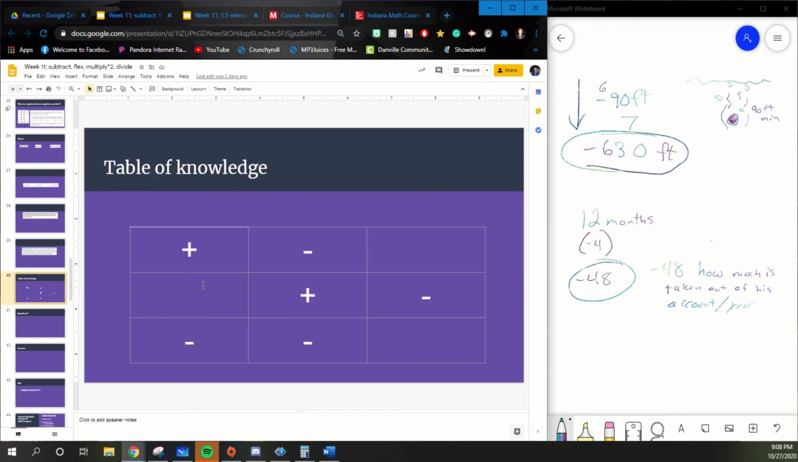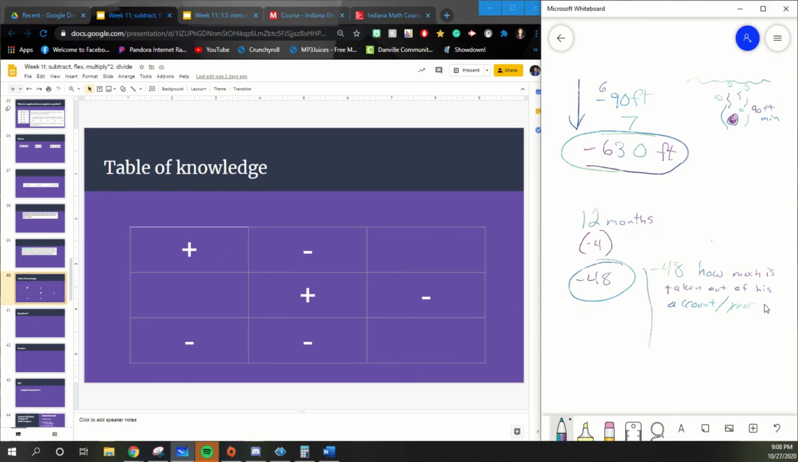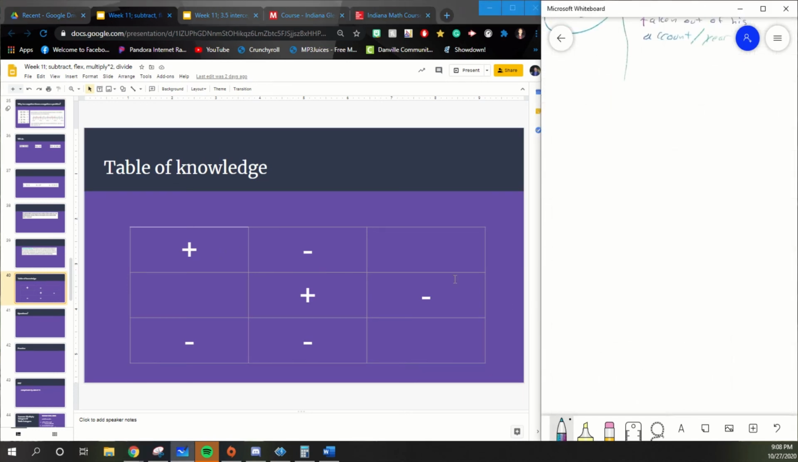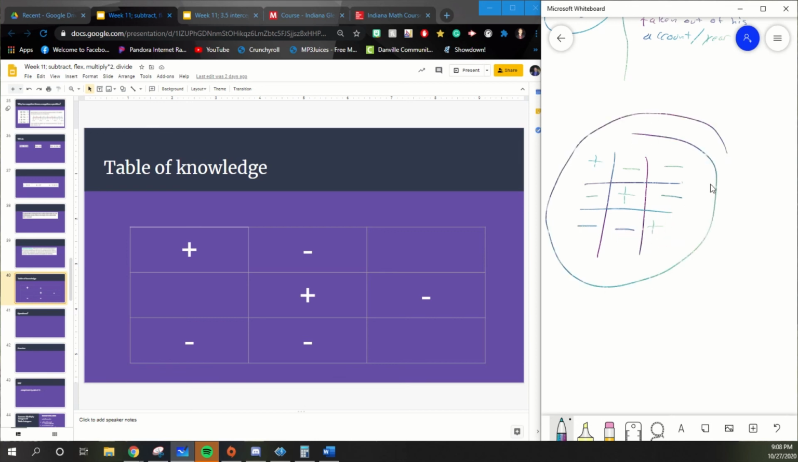So again, guys, don't forget this tic-tac-toe board. We have positive times a negative. So you just do the 3 pluses, make everything else negative. So a positive times a negative is a negative. A negative times a positive is a negative, and a negative times a negative is a positive. This is very important. It's a nice little tool that you guys can use to help you.